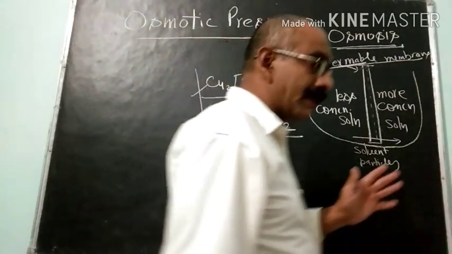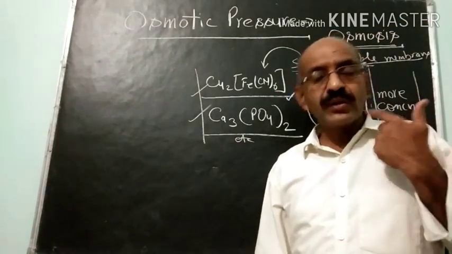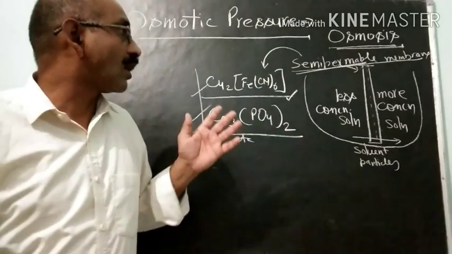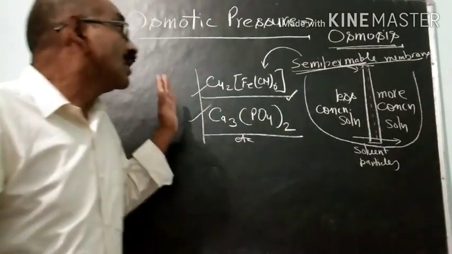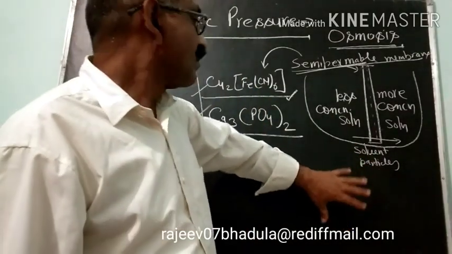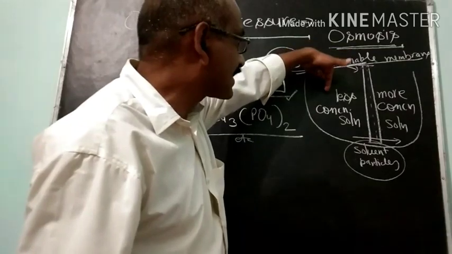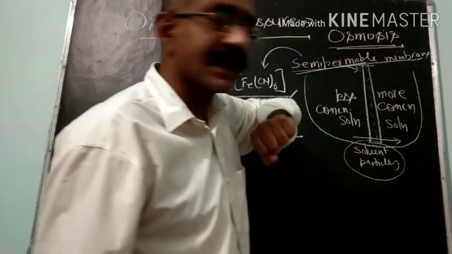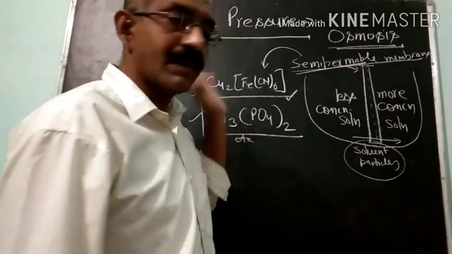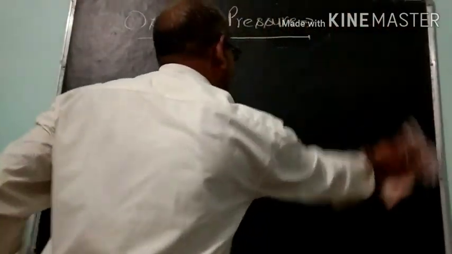So, what are semi-permeable membranes? They allow the passage of the solvent particles only through themselves. They do not allow the passage of the solute. That one is called a semi-permeable membrane. And osmosis is the phenomenon in which the solvent particles move from less concentrated solution to the more concentrated solution through this semi-permeable membrane. Thereafter, we will discuss the term osmotic pressure.